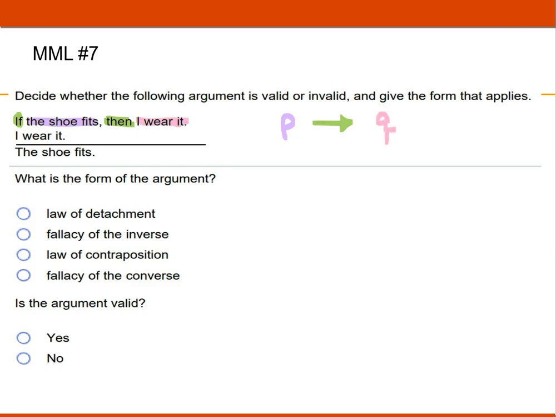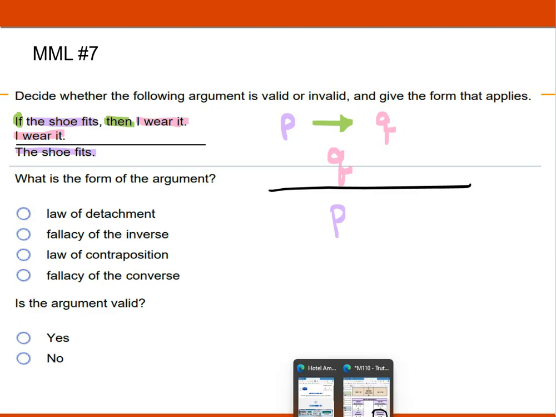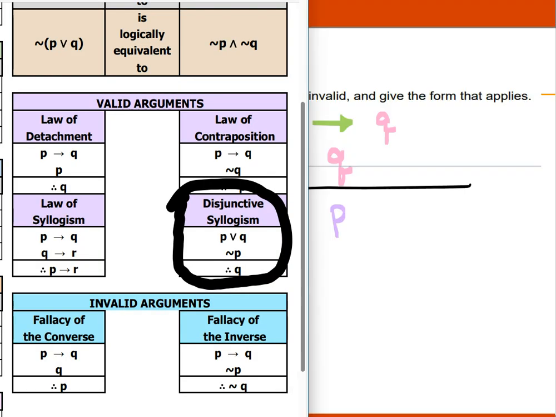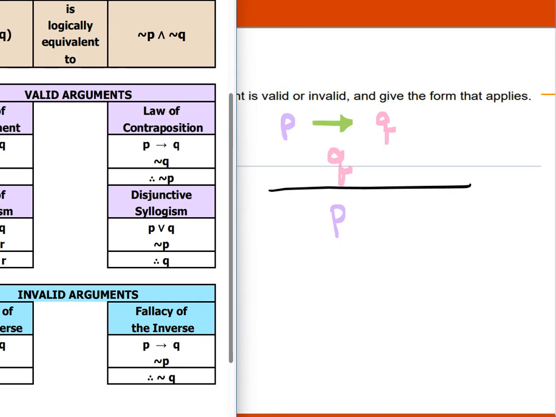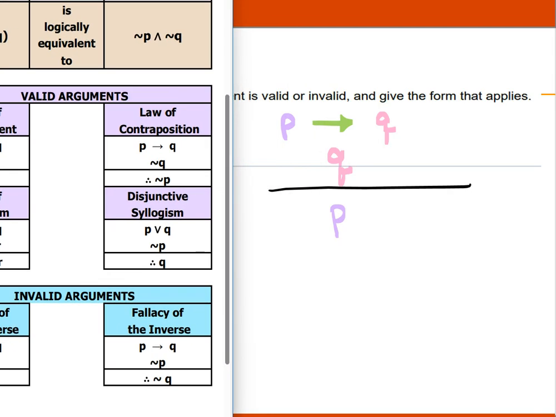So if P, then Q. And then this says I wear it, so that's the Q. And then you've got the line that separates the premises from the conclusion. The conclusion says the shoe fits, so that's a P. So that's what I'm looking for. And I go back to this. Let me erase that.